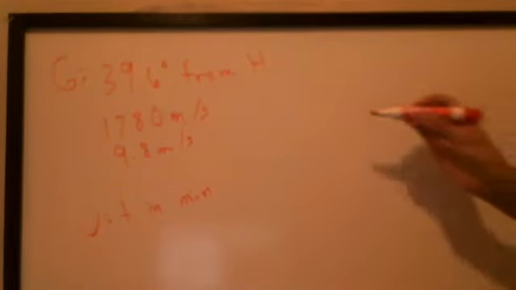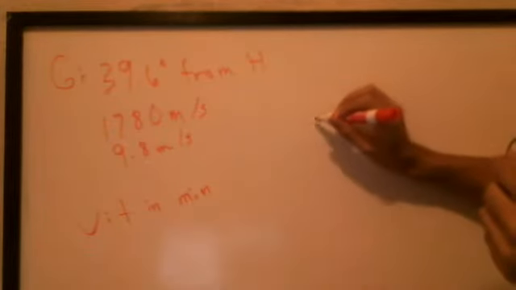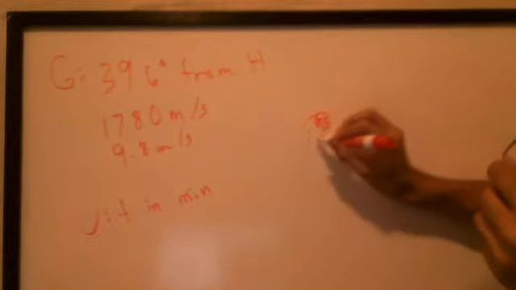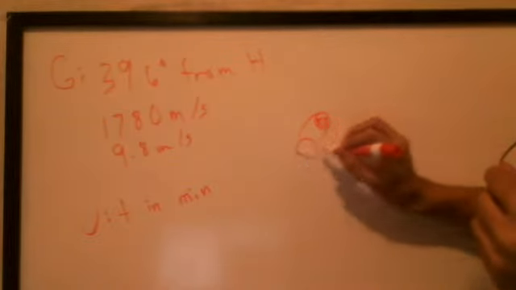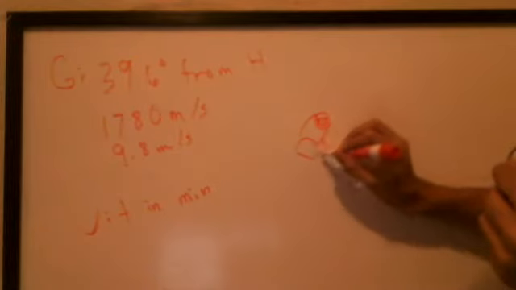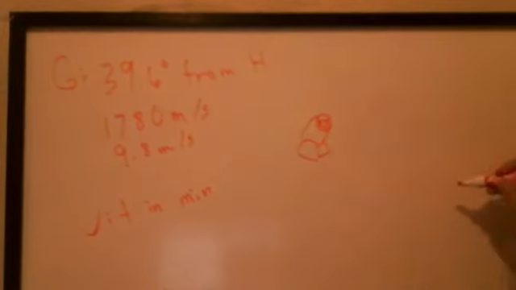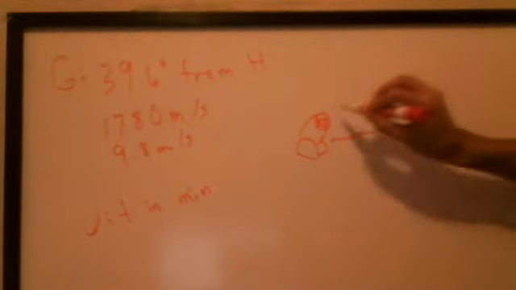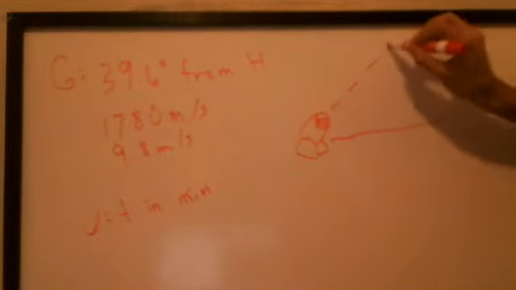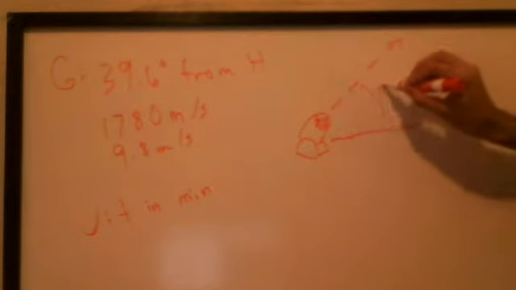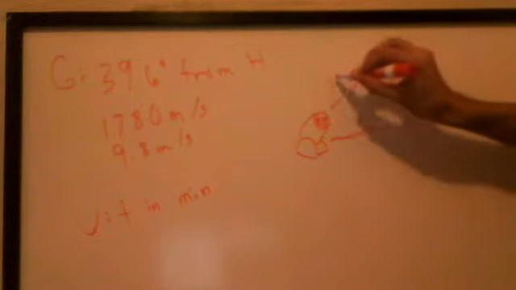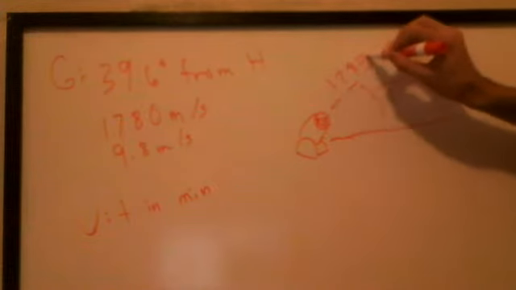We draw a picture. What is this asking for? It's asking for a cannon, right? It's showing us a cannon. Alright, that's probably my crappiest cannon ever. From horizontal level it is shooting at an angle of 39.6 degrees at 1780 meters per second.